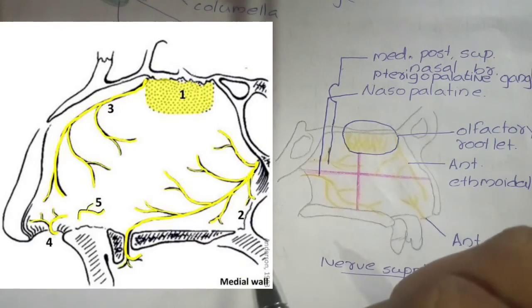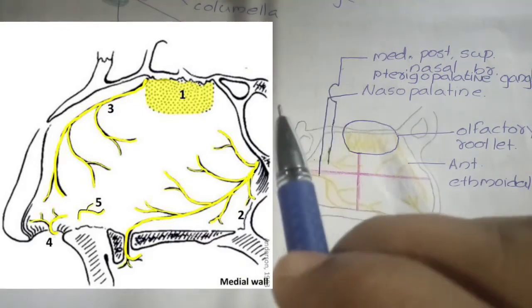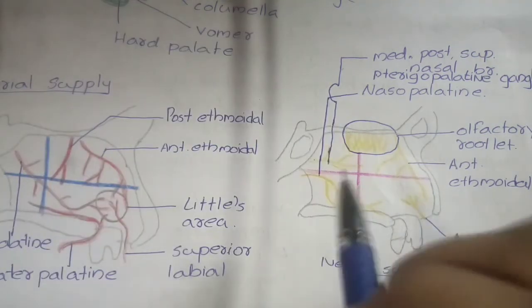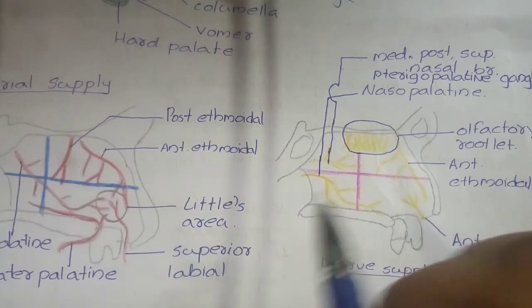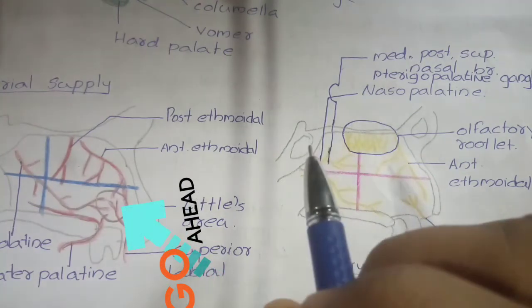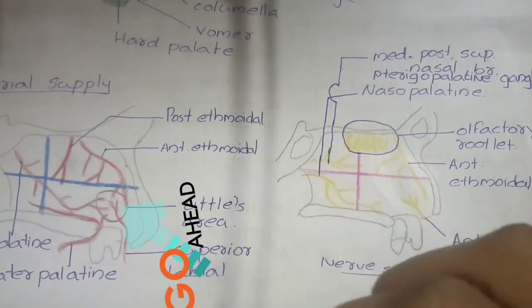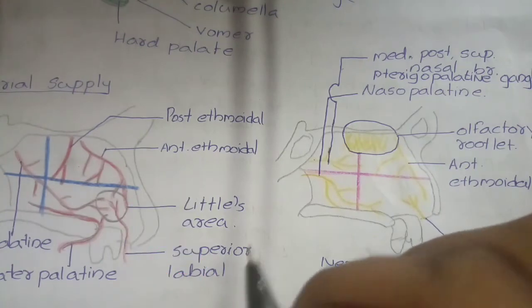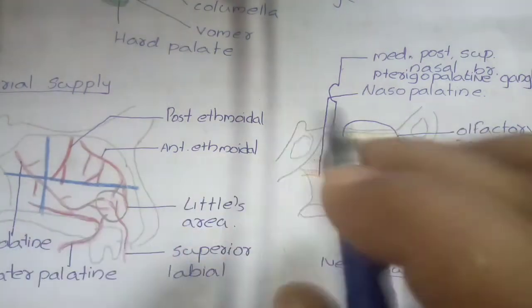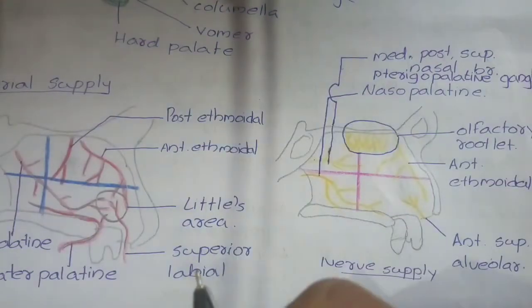Now for the clinical anatomy. As we have already told, Little's area is the common site of bleeding from the nose, or epistaxis, and the sphenopalatine artery is the artery of epistaxis. That's for the clinical anatomy. That's all for the topic nasal septum.